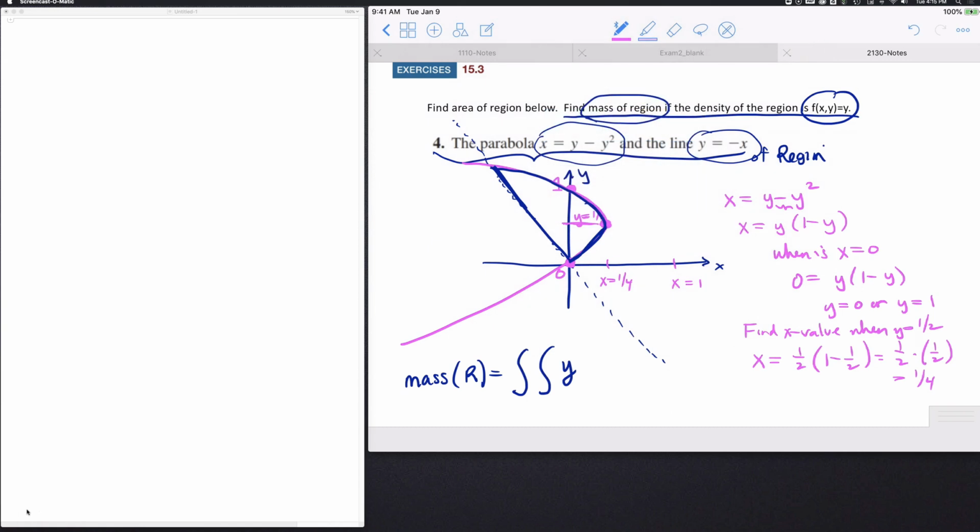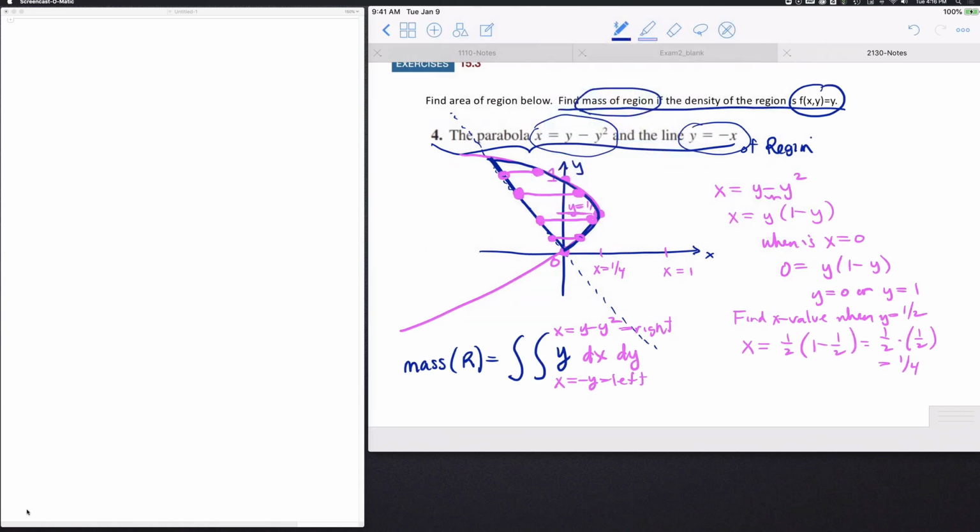Then we need to figure out how we want to order this integral. I would like to set this up as a dx dy problem because we have the same function on the left and the right if we go from left to right. We're going from x equal to negative y up to x equal to y minus y squared on the right. So this is our left function, and this is our right function. It's the same function no matter what value y is, so that's why it's advantageous to choose the dx dy ordering.